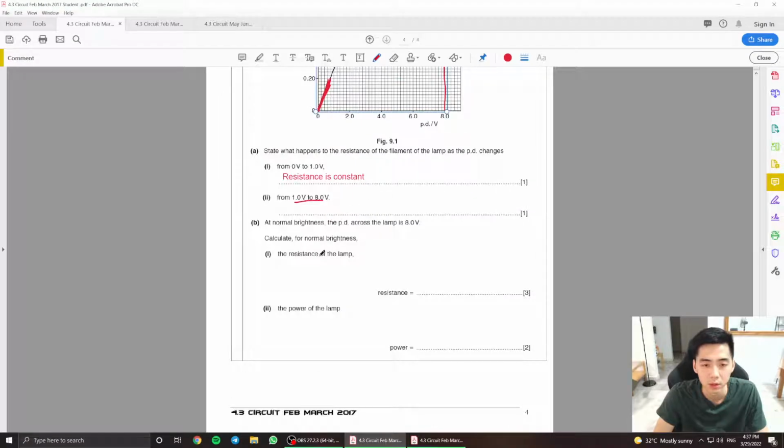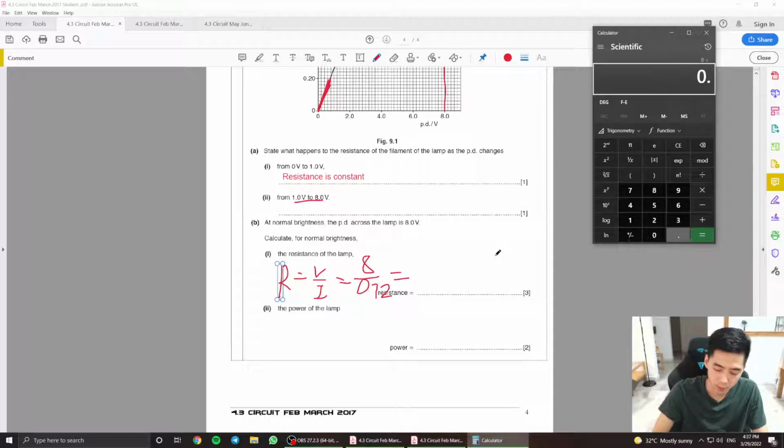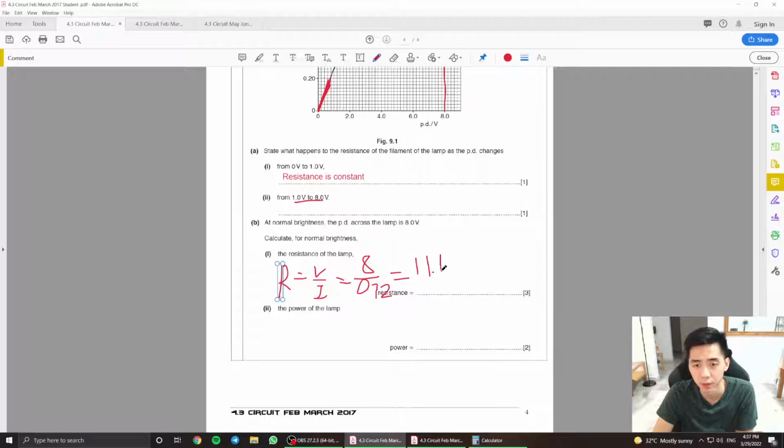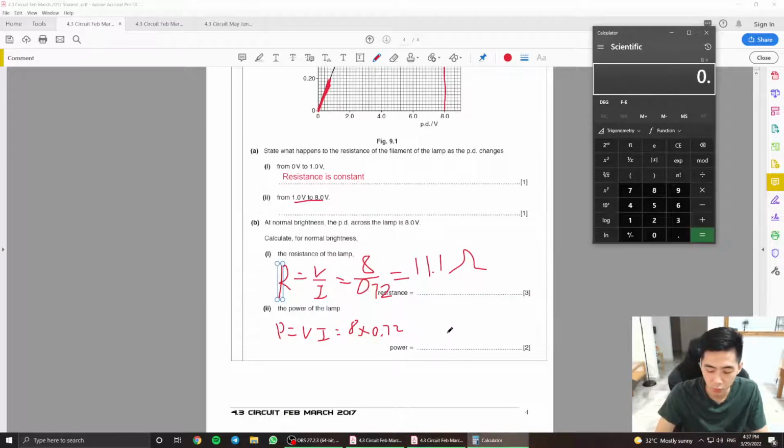So if I want to find the resistance, R will be V over I, which in this case will be 8 divided by 0.72. Press that in the calculator, 8 divided by 0.72, and it gives you 11.1 ohms. After that, they ask you for the power of the lamp. Power is essentially VI, which in this case will be 8 times 0.72. You'll get 5.76 watts.